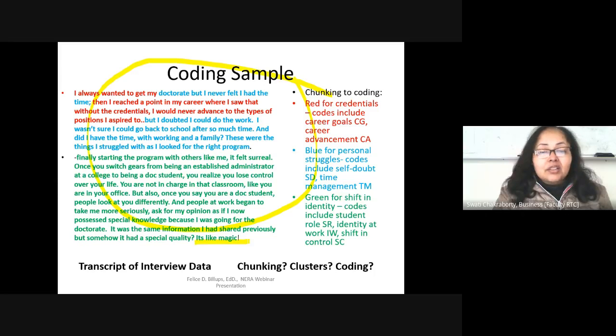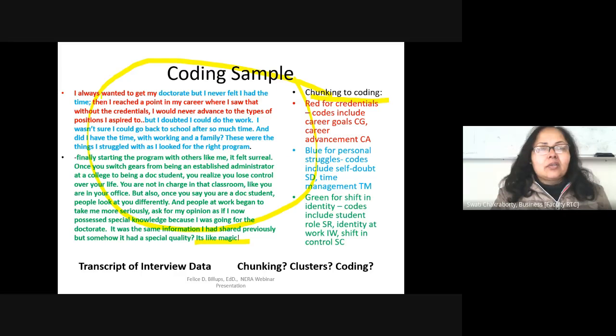It's like magic. So what's happening is, when you were working in administration, the information that you shared, and now as a doctoral student, when you share the same information, people take it in a different way. Like, why? As if PhD students have a different opinion, so it's like magic. So how do we go from chunking to coding?